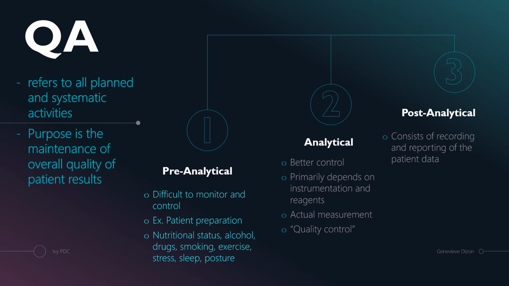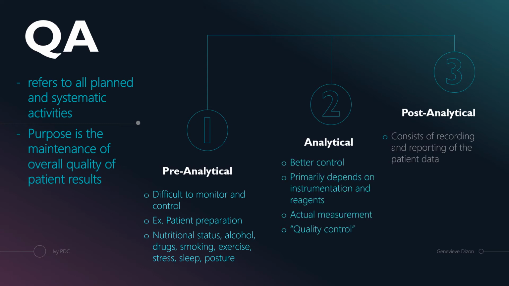Other examples that would be difficult to monitor would be the nutritional status of the patient. Why is this important? Because there are some tests that rely on the nutritional status of the patient, or if the patient has an intake of alcohol or drugs, or if the patient is smoking. There are also tests that may be sensitive to exercise, stress, sleep, or even posture. So these are all the different factors that would be difficult to control to make sure that the results are quality. Next would be the analytical.